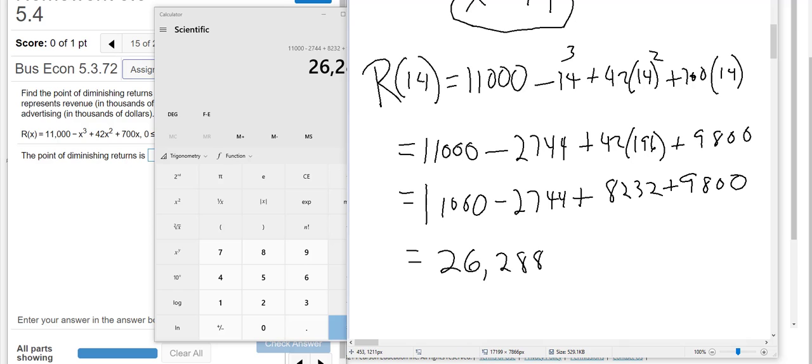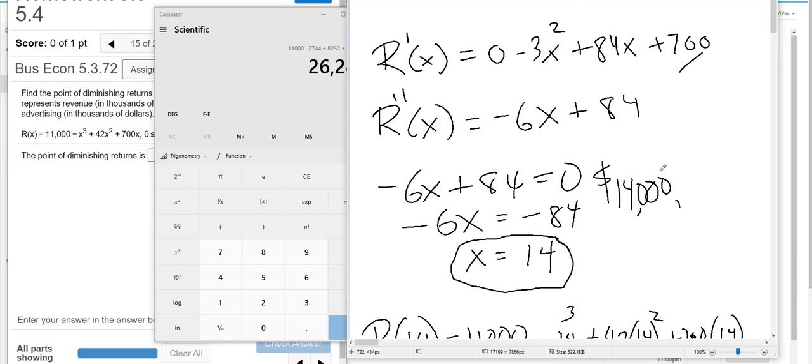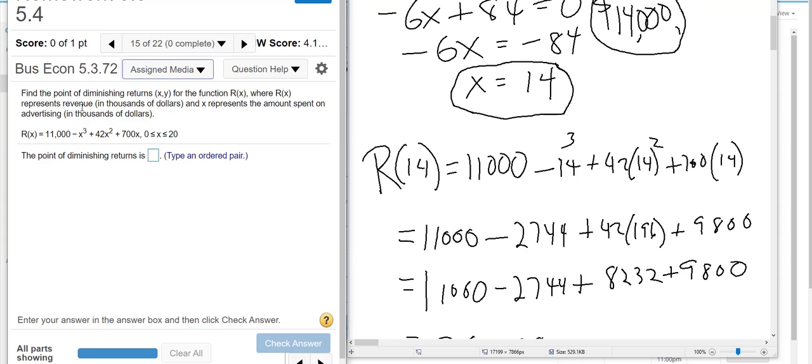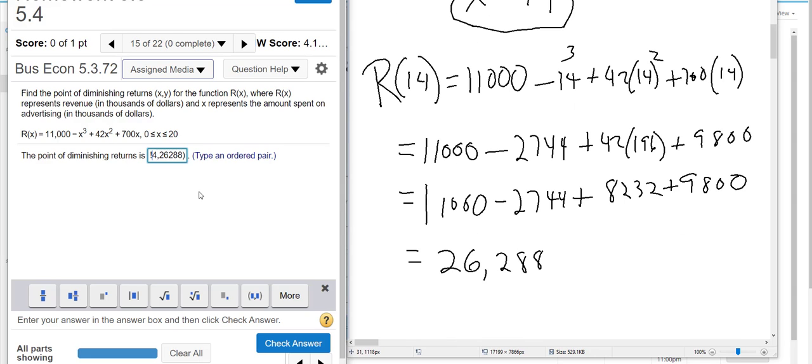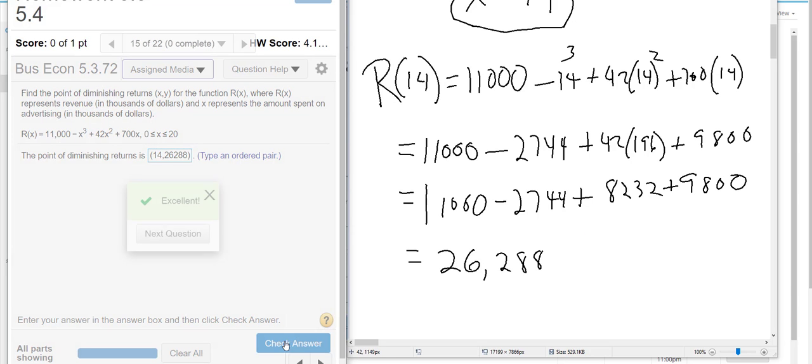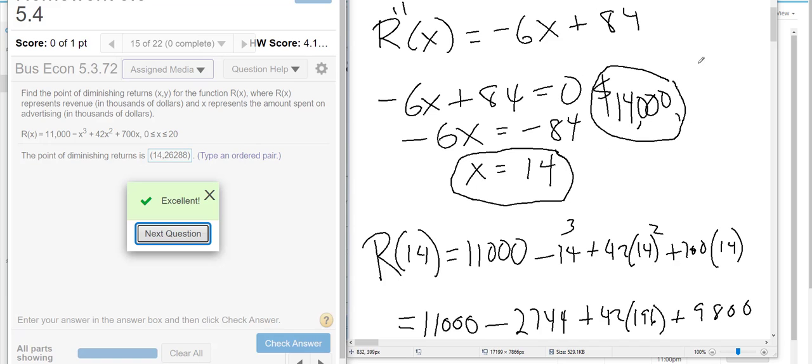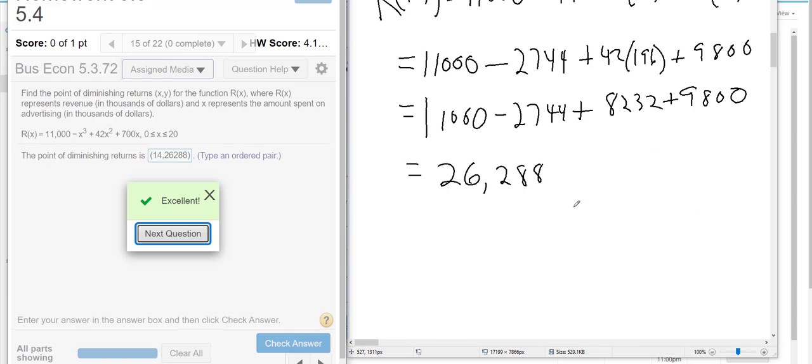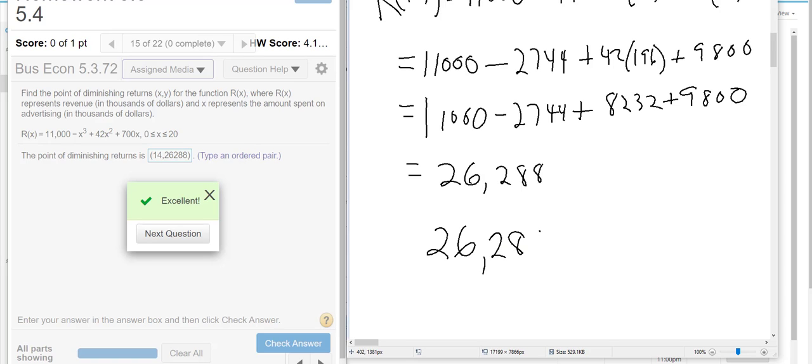26,288. Now, just like up here, we had to pay attention to this 14 was actually 14,000. We now need to look at the revenue is in thousands of dollars. So the point is 14, 26,288. That means that at the point we're spending $14,000 on advertising, we are getting a revenue of $26,288,000.